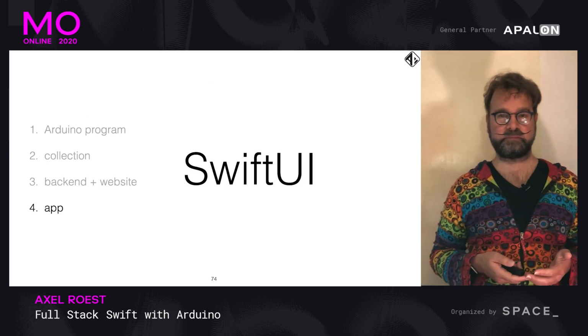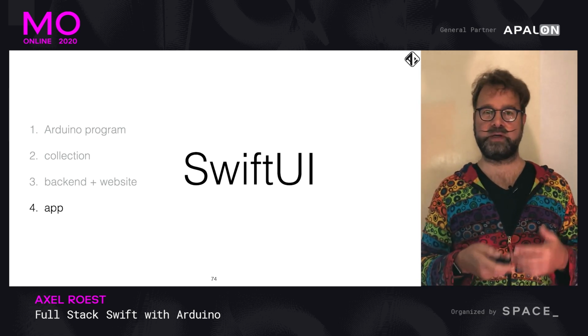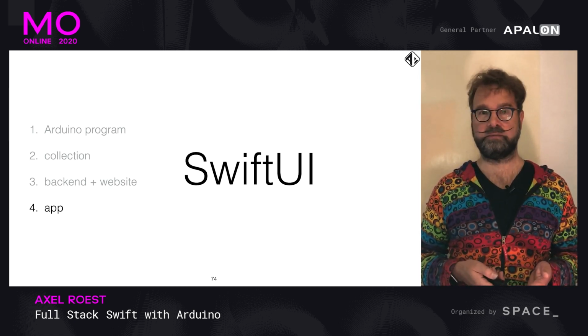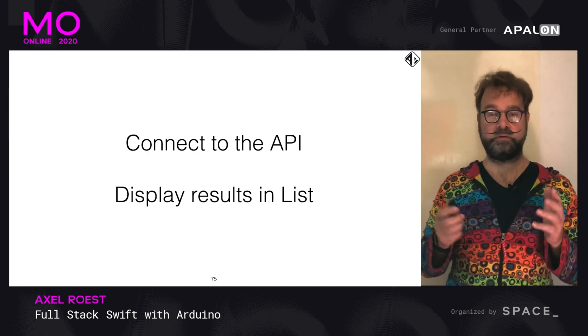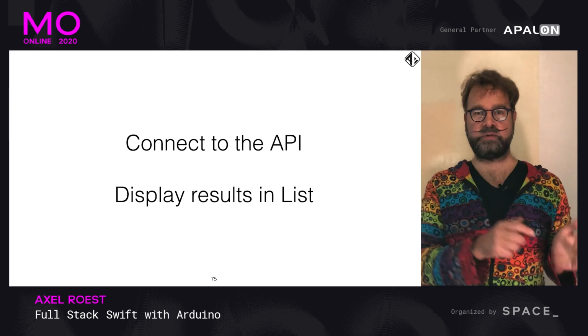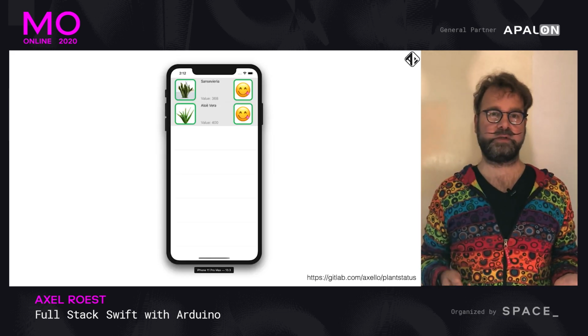So the next part is the mobile application. For the mobile application, I'm going to create a SwiftUI application. What does the application need to do? It's very simple again. It needs to connect to the API and it needs to display the results in a list.